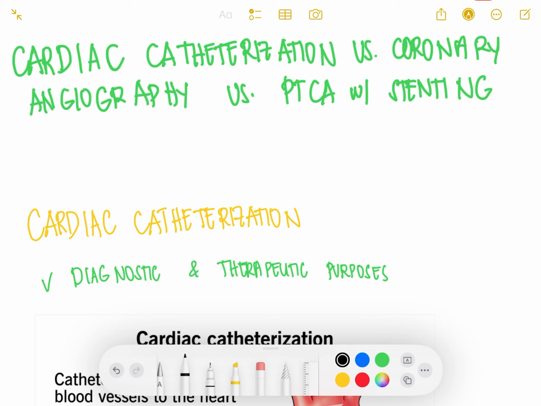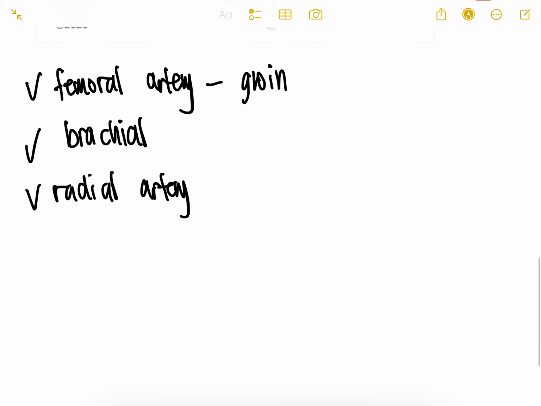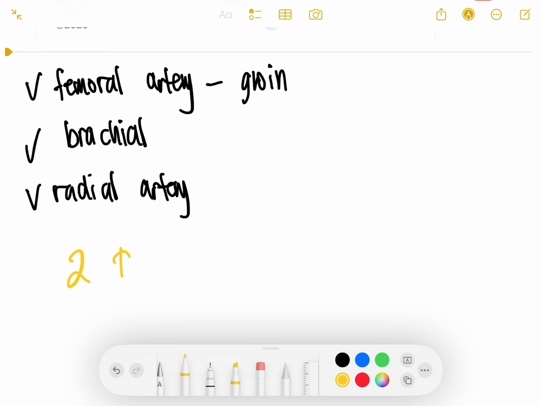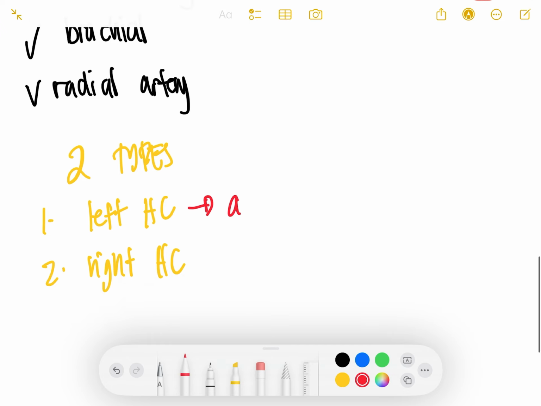Now, let's first talk about the two general types of cardiac catheterization. There are two general types, pretty self-explanatory: you have left heart cardiac catheterization and right heart catheterization. In a left heart cardiac catheterization, the catheter will be threaded or inserted using an artery. Bakit artery ang ginagamit? Kasi yung artery, this leads back into the left side of the heart. Tama?